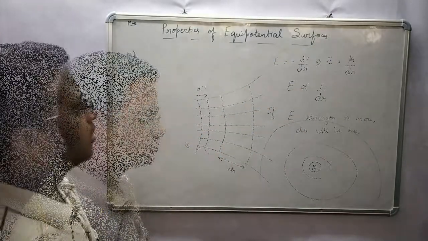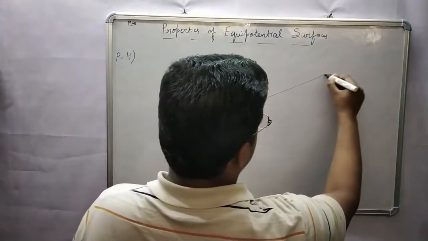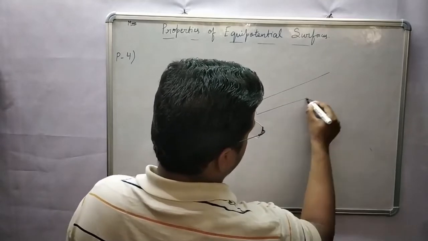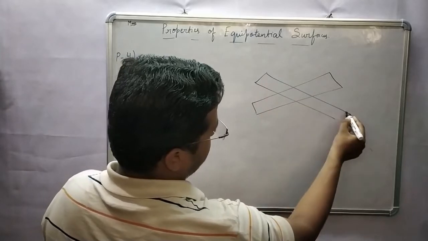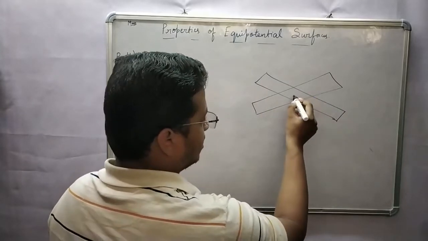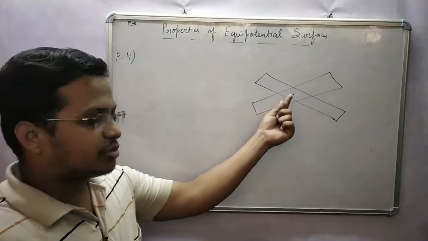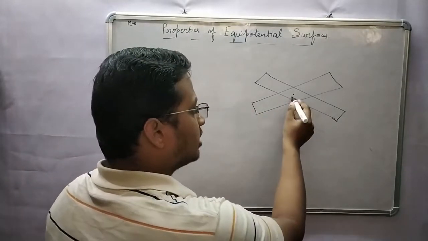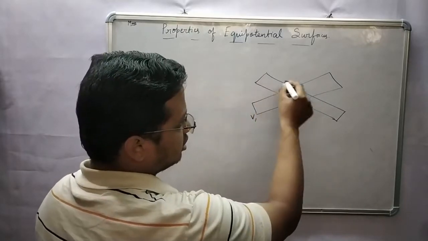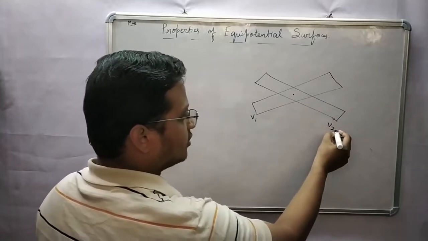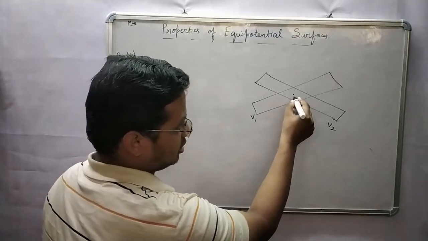Okay. Now the fourth property says that two equipotential surfaces cannot intersect each other. Suppose this is one surface, this is another surface, and if both have intersected each other at a point or a line, so at this point, what will be the potential? Suppose the potential due to this surface is V1 and potential due to this equipotential surface is V2. So at this point you are going to have two values of potential.